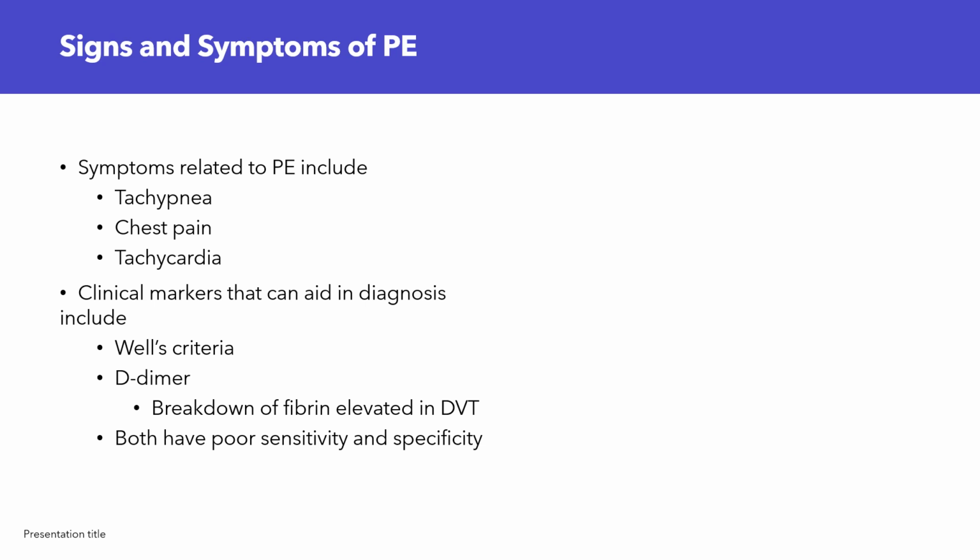However, it's very non-specific, so it can lead to a lot of unfounded concern. Both of these have poor sensitivity and specificity, and so this might be part of the reason why we get so many DVT studies, because these other factors that they're using to rule DVT out are really not that effective.